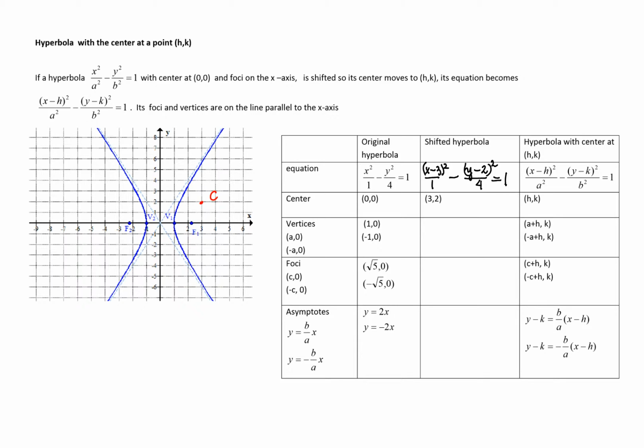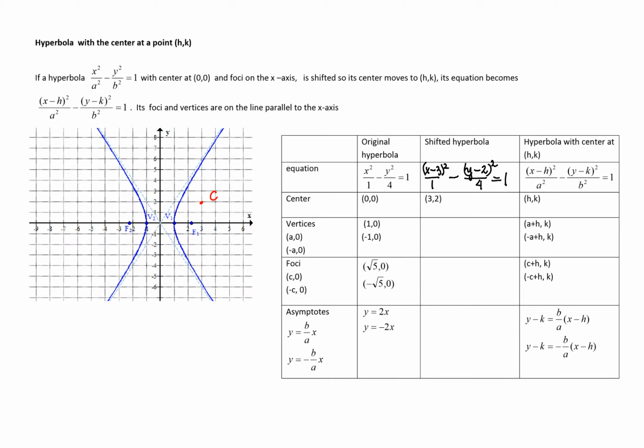And the amounts of shift are indicated by the differences x minus 3 and y minus 2. How will the coordinates of the foci and vertices now change? Again, we are shifting 3 units to the right, so we'll be increasing the x coordinates by 3. And since we are moving 2 units up, we'll be increasing the y coordinates by 2.